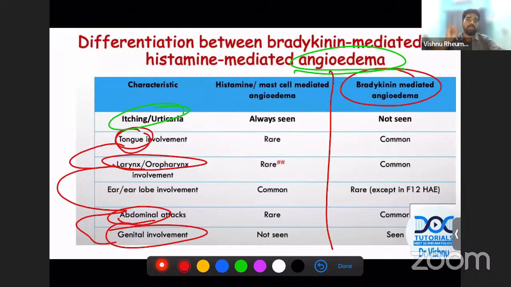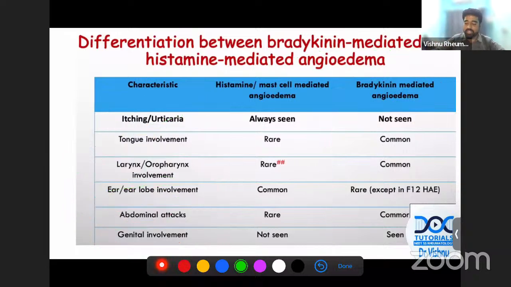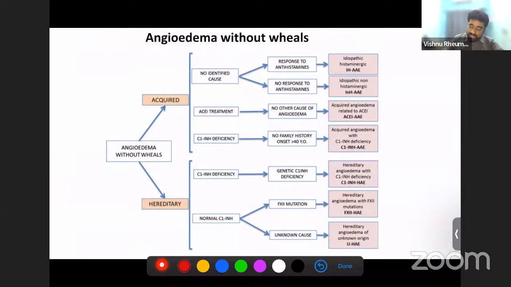There will be genital involvement, there will be abdominal involvement, and there will be possible oropharyngeal and laryngeal involvement with tongue involvement. But with histamine mediated or mast cell mediated, there will obviously be wheals, that will be itching or urticaria, and earlobe or ear involvement is also there. So angioedema without wheals, or non-mast cell mediated, is usually always non-histamine mediated, but there is one exception that I told you about.